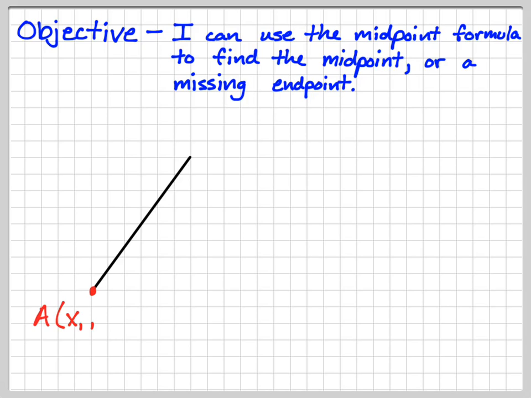I'm going to go ahead and have you draw a line segment here. Make point A at the bottom, and I want you to label it x1, y1. Up above, I'm going to call this point B, and I'll label it x2, y2. And the middle of this line, the midpoint, I'm going to call M. They don't always call it M, but I'm going to use M because it makes sense.